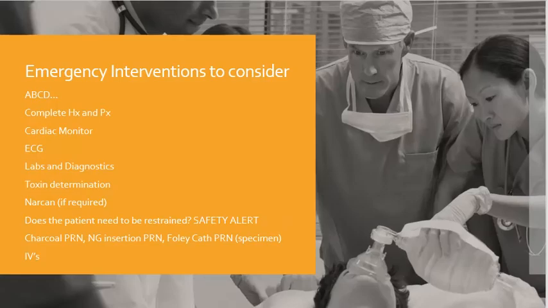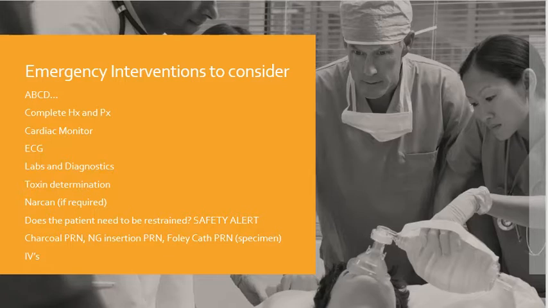Emergency interventions to consider, again, always include our ABCs and our Ds, so airway, breathing, circulation, and disability or neurological exam. We want to complete a complete history and physical examination, or head to toe. Place the patient on a cardiac monitor. Complete an ECG. Look at the labs and diagnostics that may be required for this patient. Toxin determination. Can we figure out what has been taken? Narcan, if needed, if this is an opiate overdose.